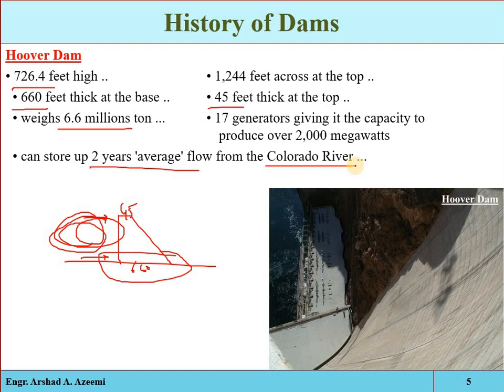So other types like timber dam, steel dam, buttress dam, arch dam, their concepts were developed. Okay, so we will discuss later on the types of the dams. We will discuss different types of the dam structure.